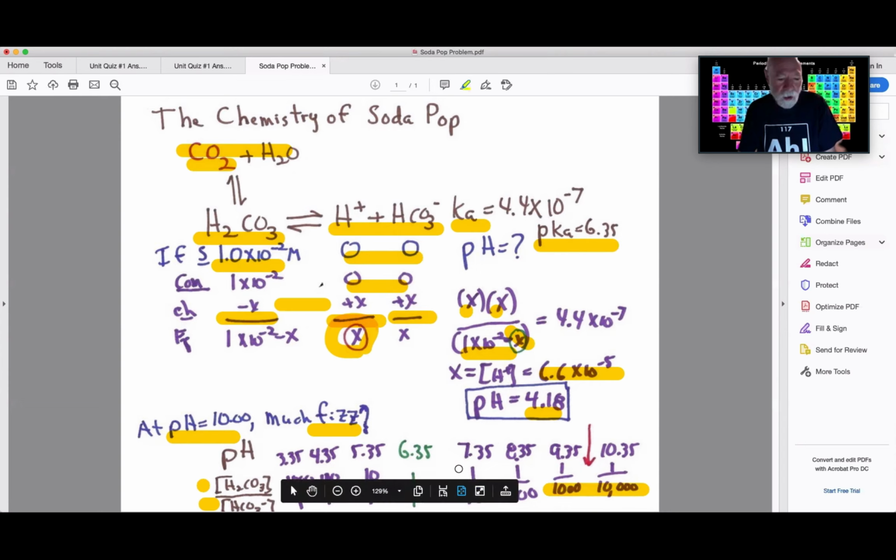Now, why don't we go back to the table, to a pH of 4.18, where the manufacturer made the soda pop. Is there much fizz there? So 4.18 would be right about here. Notice we have more carbonic acid than hydrogen carbonate, so it would be fizzy at that particular pH.